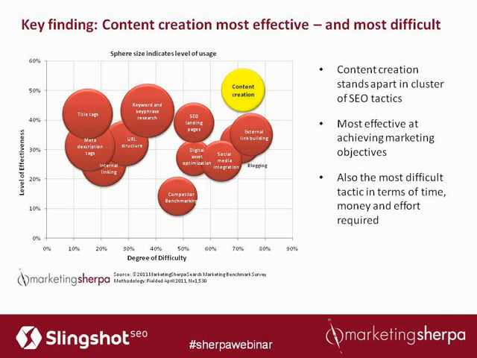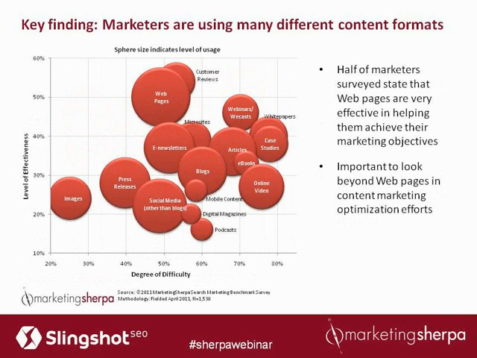The next key finding is that marketers are using a lot of different content formats when it comes to trying to connect with prospects and customers. As you look at this chart, you can see web pages up there on the top, with a big, large sphere size. That indicates a high level of usage, and of course those are going to be the most common. They're also effective. Half of all marketers surveyed said that they consider these to be very effective in helping them achieve their marketing objectives.